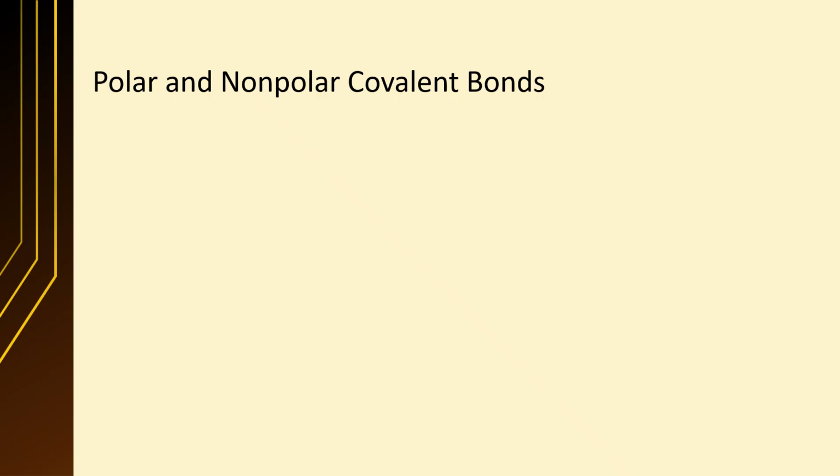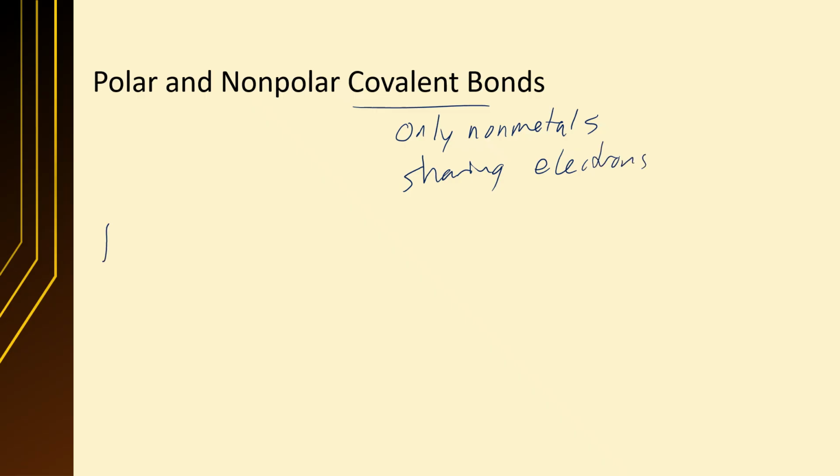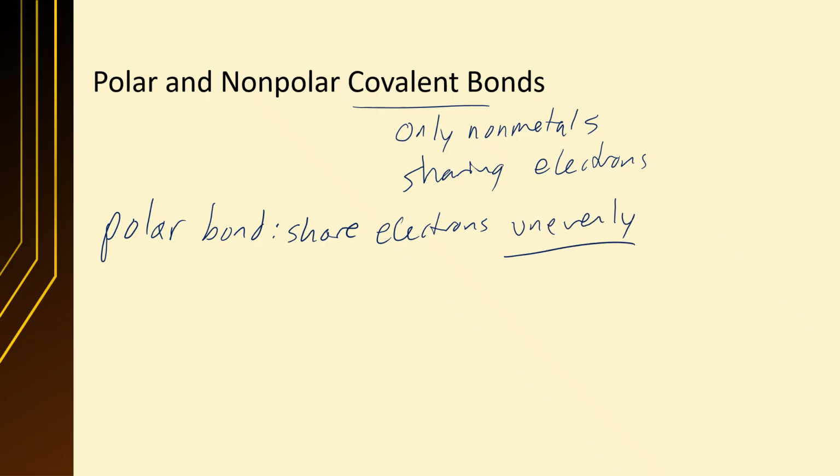Now let's talk a little bit more specifically about covalent bonds. Remember that covalent bonds form between only nonmetals, and they involve sharing electrons. So when you have a polar bond, they share the electrons unevenly, versus a nonpolar bond, where they do share the electrons evenly.